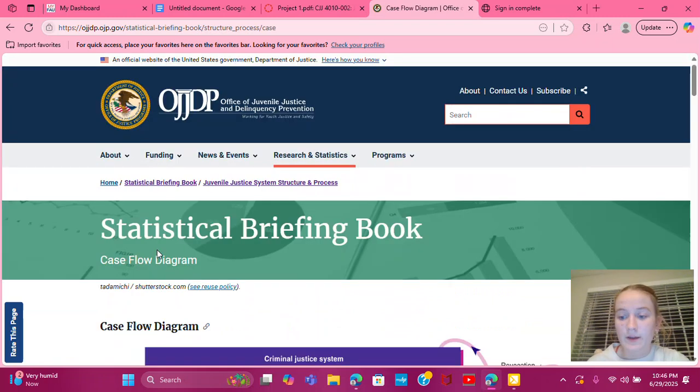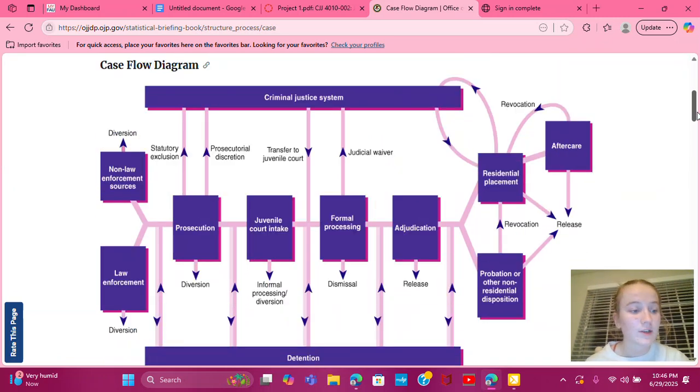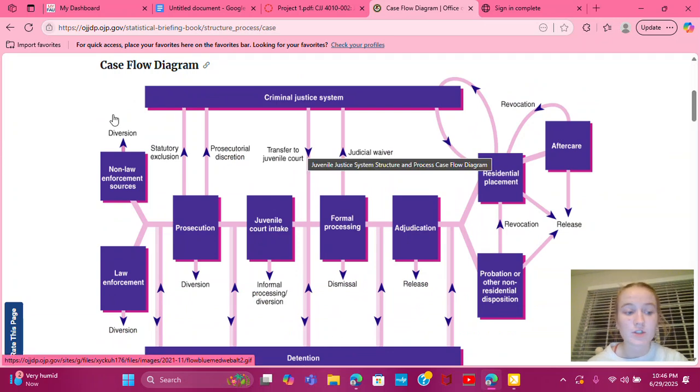And if you scroll down here, we can see that, like stated right here, less than half, 46% of all cases referred to juvenile court intake are handled informally. So about 54% of them aren't. So it kind of just explains our funnel effect again. We might start out at law enforcement and go to prosecution, but then we might not make it into the intake or formal processing.